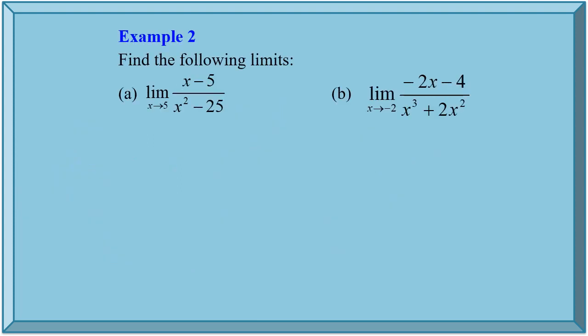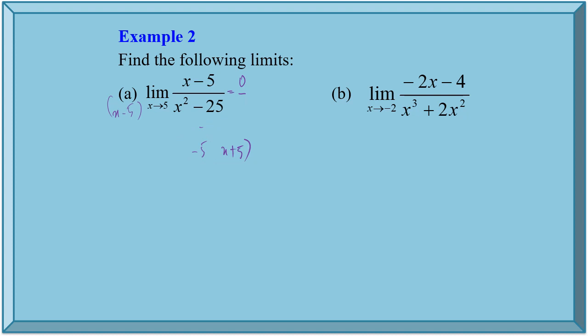Find the following limits. For question 8, the limit of (x minus 5) over (x squared minus 25) as x approaches 5. We can see that for A, the numerator and x squared minus 25 both have a factor of x minus 5. We can factorize x squared minus 25 as x squared minus 5 squared, which is (x minus 5)(x plus 5). So we have to do factorization. Why? If we substitute 5, we get 0 over 0. We have to show that it is equal to 0 over 0 first.